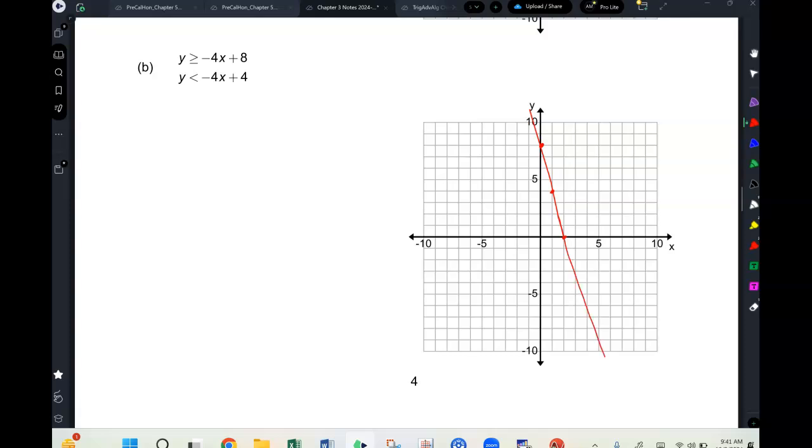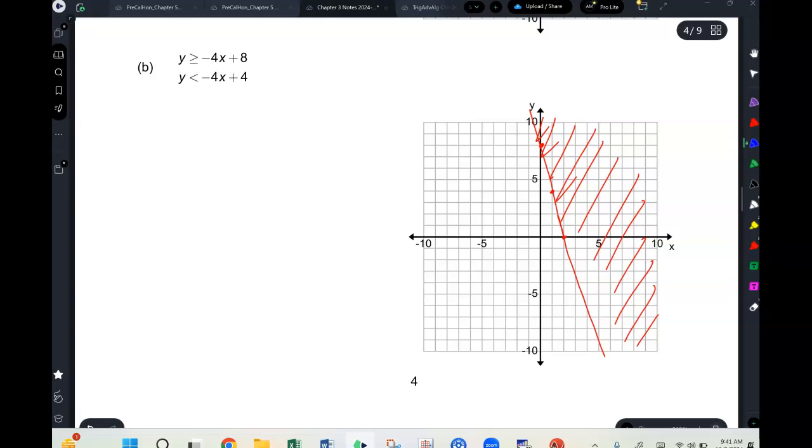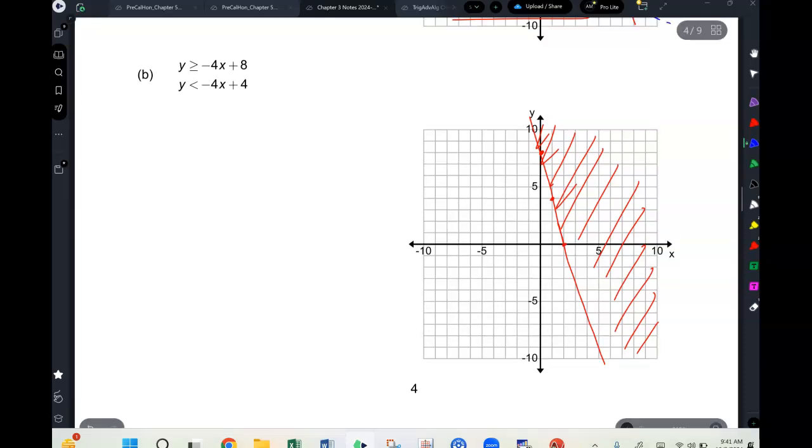Okay. What part are we going to shade here? Actually, I'm going to shade above, right? So here. And then for the other one, it's negative 4x plus 4. So I go up to 4, down 4 over 1. And this time it's going to be dashed. And now I'm going to shade below.